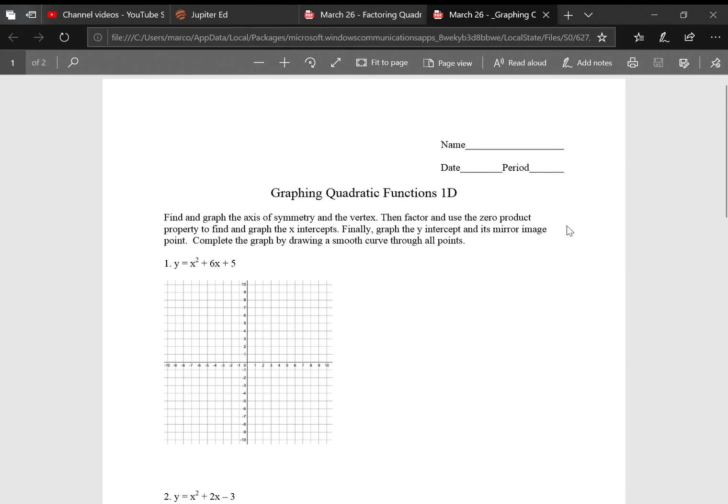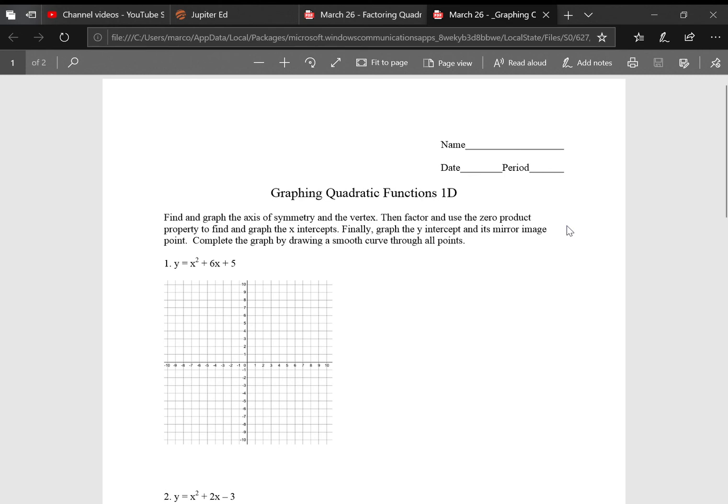Alright, kiddos. So hopefully you did notice I changed Thursday's assignment from graphing quadratic functions C to graphing quadratic functions D. The reason was, in order to do C, you actually needed to know how to factor quadratic equations where A was not 1. And we haven't done that yet, so we'll get to that after the break. But for now, let's just stick with problems where A is 1.